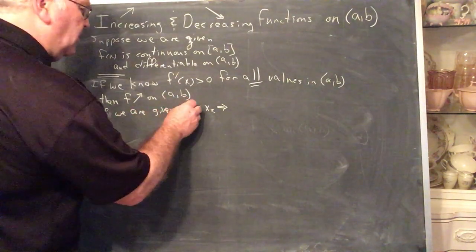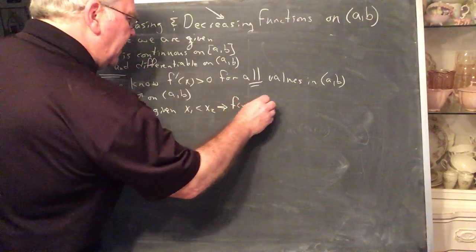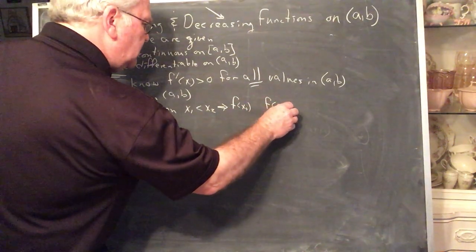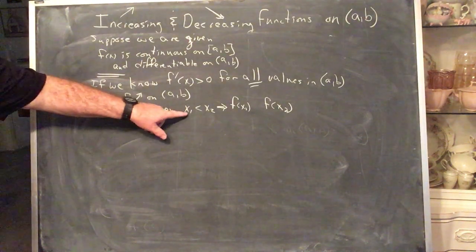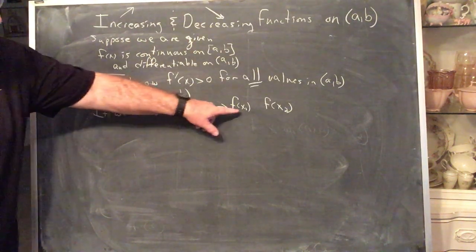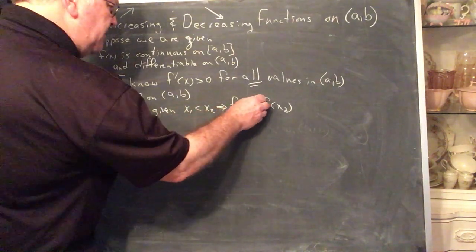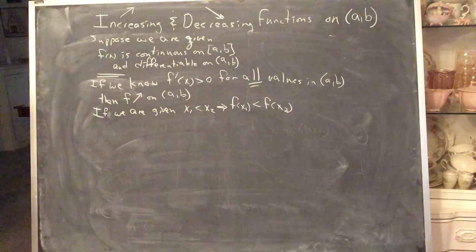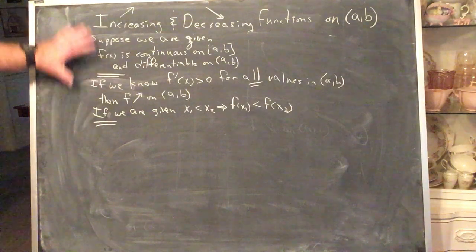Well, we remember from earlier, that means that f of x1 and f of x2 must be related in a certain way. Remember that increasing means small x values go to small y values. So x1 less than x2 must mean f of x1 less than f of x2. Now what I want to do is work through a bit of a proof to show this statement actually is correct.